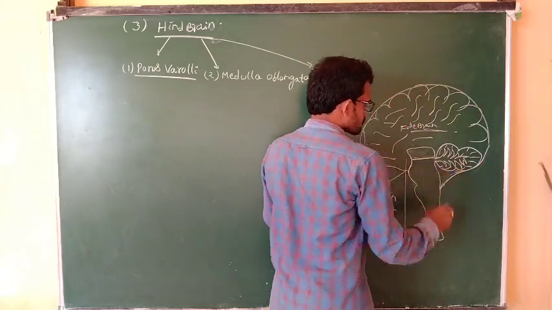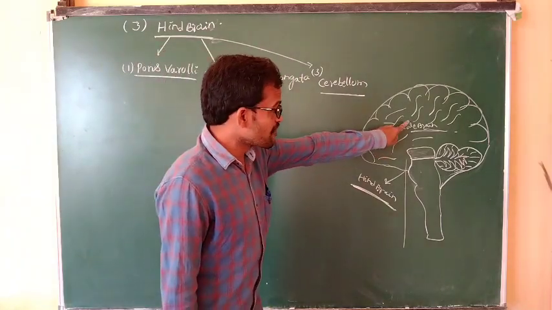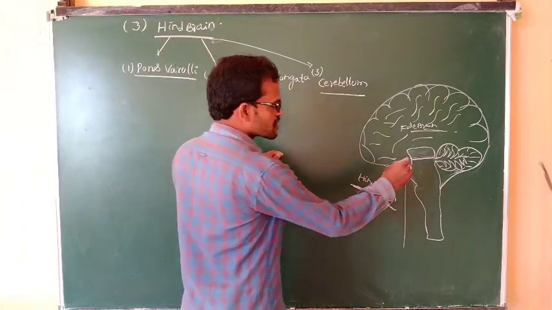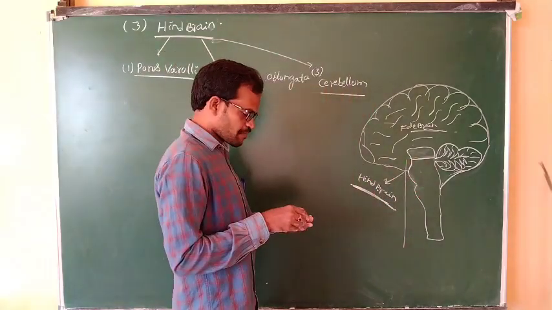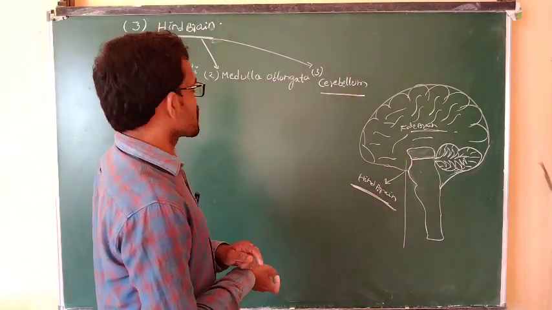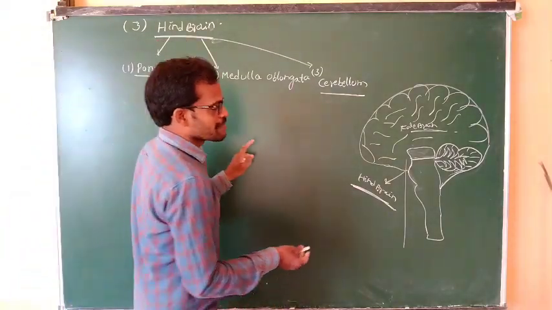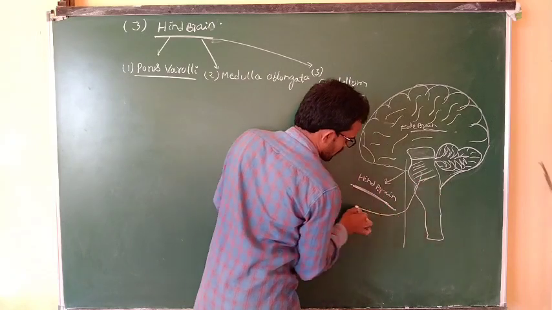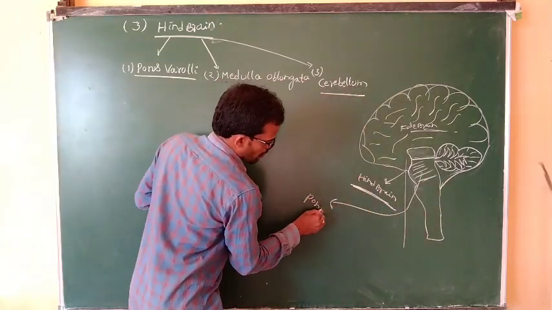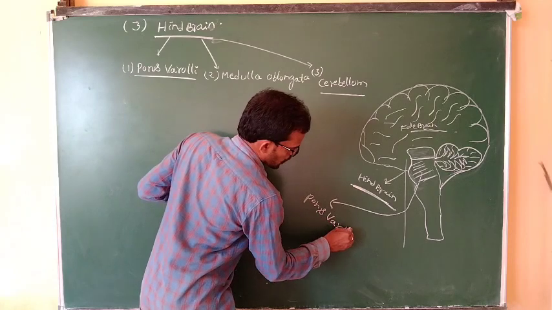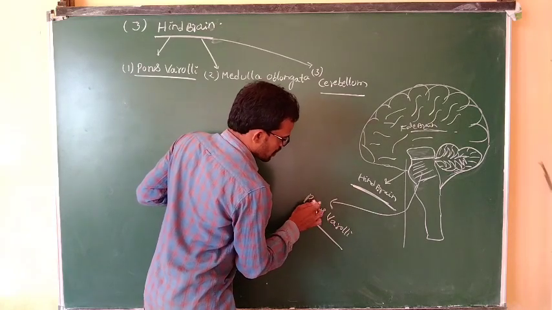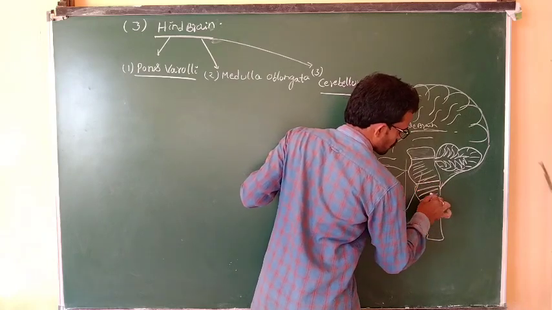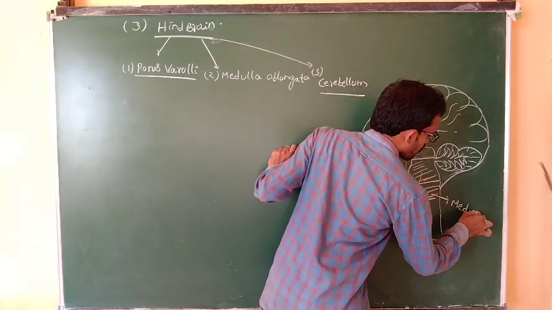What is one? Forebrain. The next part, midbrain. The next part, hindbrain. The first part of the hindbrain is known as the pons varolii. This entire part indicates the pons varolii. What is the first part? Pons varolii. The next part is known as medulla oblongata.